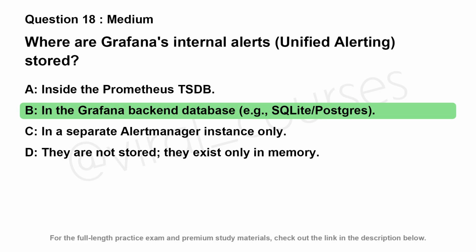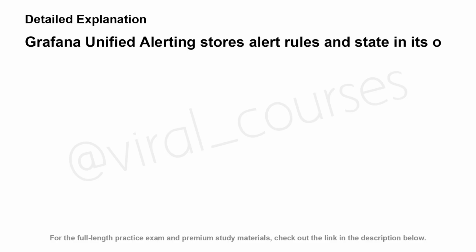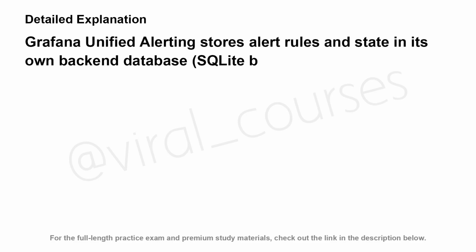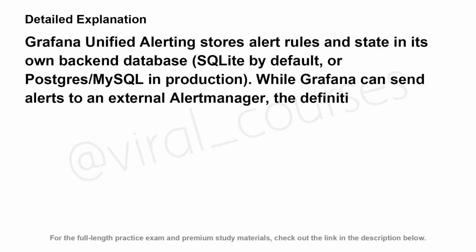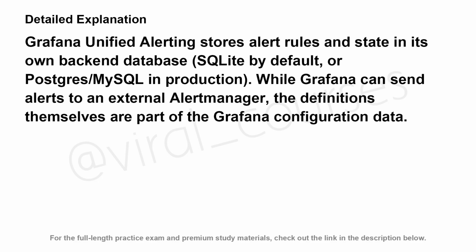The correct answer is B. Grafana Unified Alerting stores alert rules and state in its own backend database, SQLite by default, or Postgres, MySQL in production, while Grafana can send alerts to an external Alertmanager. The definitions themselves are part of the Grafana configuration data.